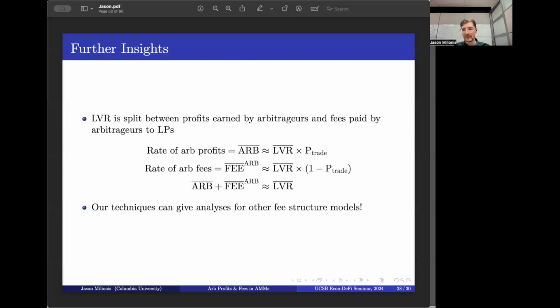So to recap, what we saw is that LVR is split between profits earned by arbitrageurs and the fees paid by arbitrageurs to LPs. The controlling factor in the split is the probability with which you see a trade. The rate of the arbitrage profits is the instantaneous LVR times P trade. The rate of the arbitrage fees is the LVR times 1 minus P trade. And the sum of those two is roughly LVR again.